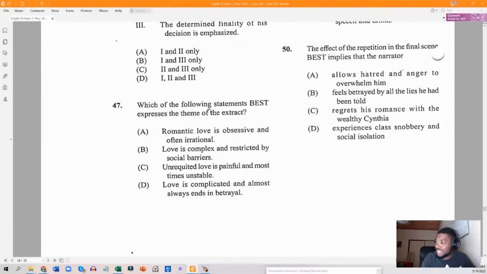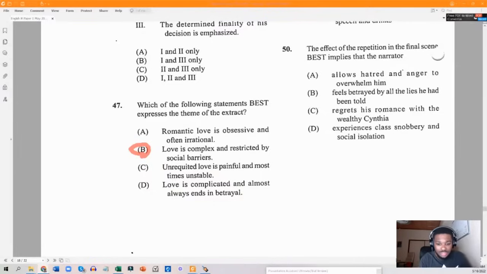47. Which of the following statements best expresses the theme of the extract? B. Love is complex and restricted by social barriers.